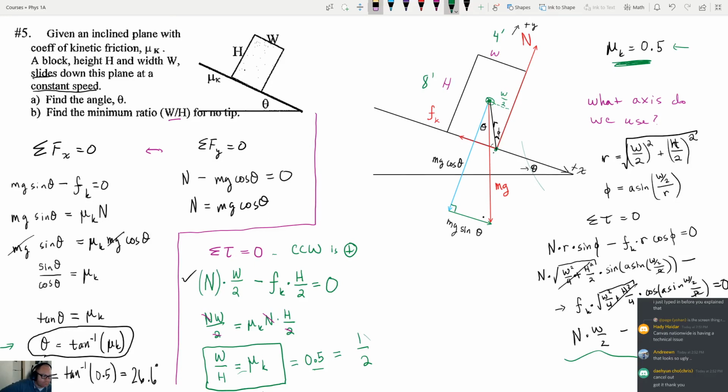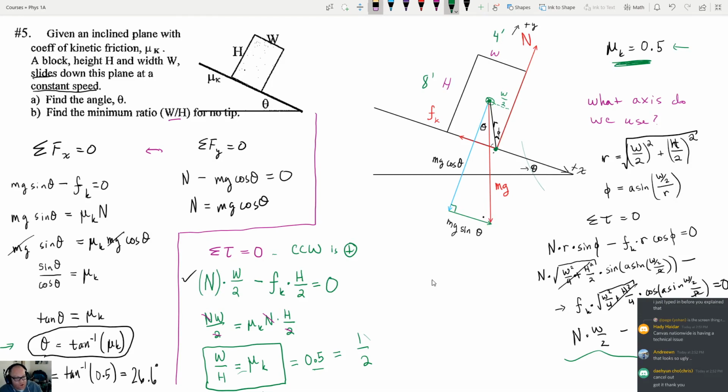Quick question, Professor. For the second axis, can you explain one more time why we wouldn't want to choose that second axis on the bottom right? Right, so the biggest thing is that when you choose this axis down here, you eliminate the friction force and the normal force, right? Because they have no lever arm. And the only force you have left is the weight.